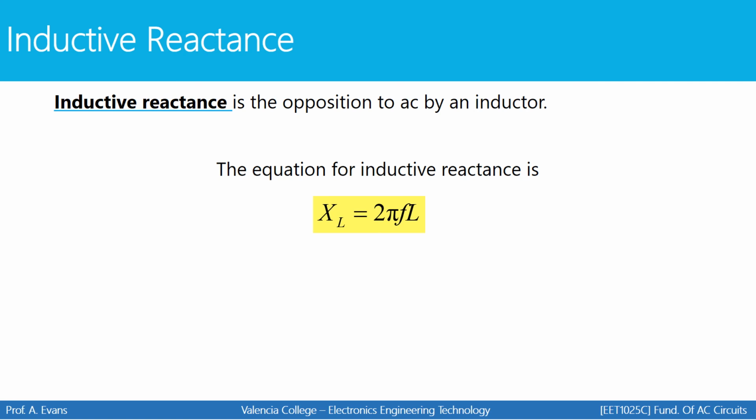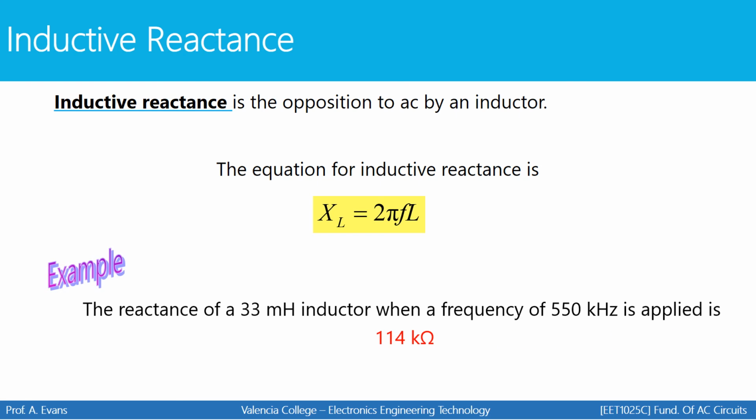Here's your equation for inductive reactance. So now we have X sub L instead of X sub C. So make sure that you pay attention to units always. XL versus XC. XL is your inductive reactance for an inductor, and that's 2 pi FL. That's how we're going to calculate that.